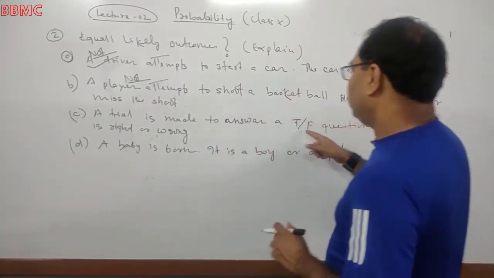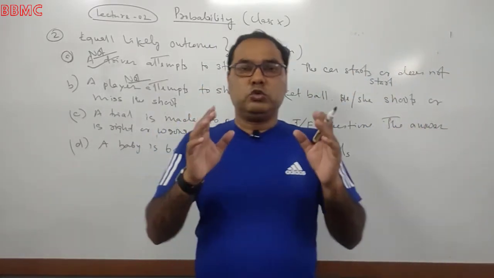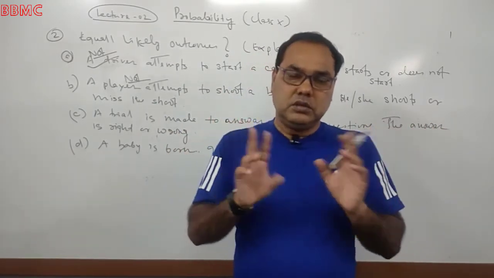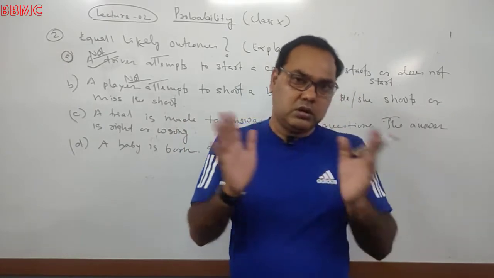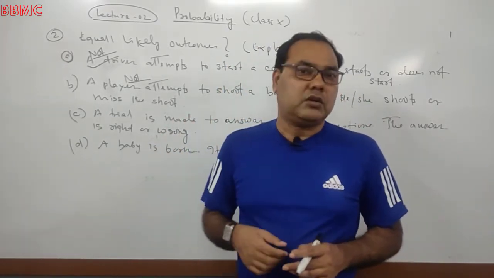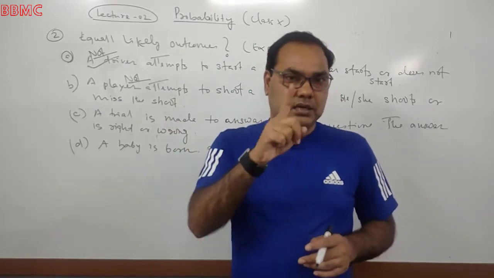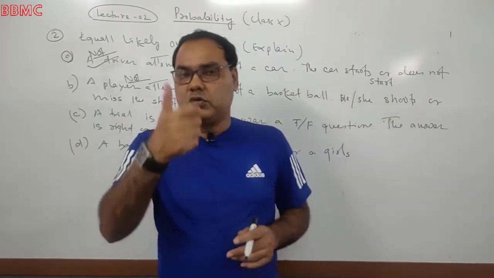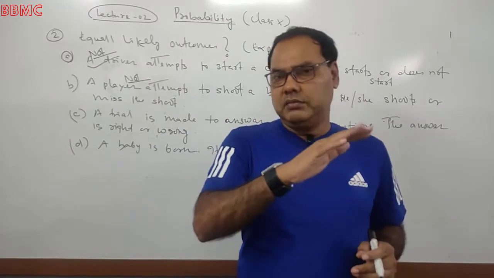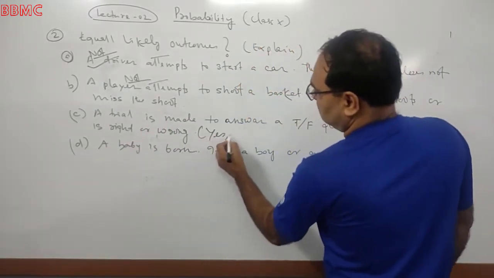Again, a trial is made to answer a true false question. The answer is right or wrong. There are two options, one is right, true or false. Sure, it will be either true or false. Yes, equally likely. A coin: if we toss a coin we can get head or tail. This is equally likely. Remember, if you are tossing a coin, then the two outcomes, head or tail, are equally likely. Similarly, this is equally likely. Yes, equally likely.